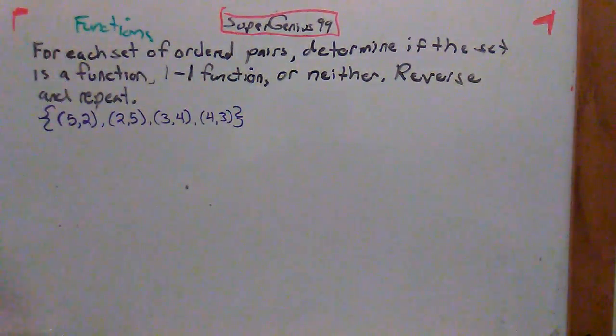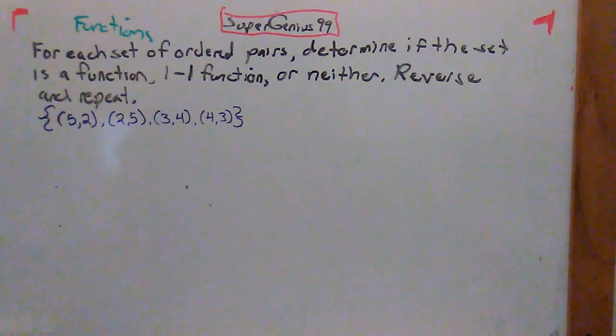Reverse and repeat. Okay, so basically a function just says what? That your y values cannot repeat. Okay, so you can have the same y values. Excuse me, your x value, if your x value repeats, your y value repeats. So a function just says for every input there has to be one output.